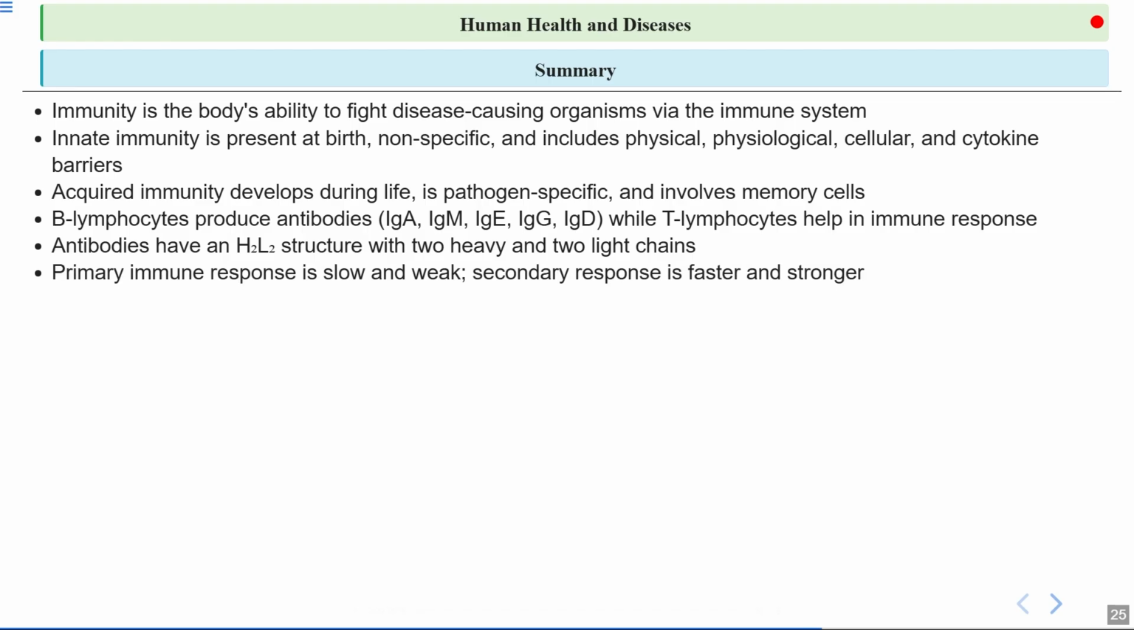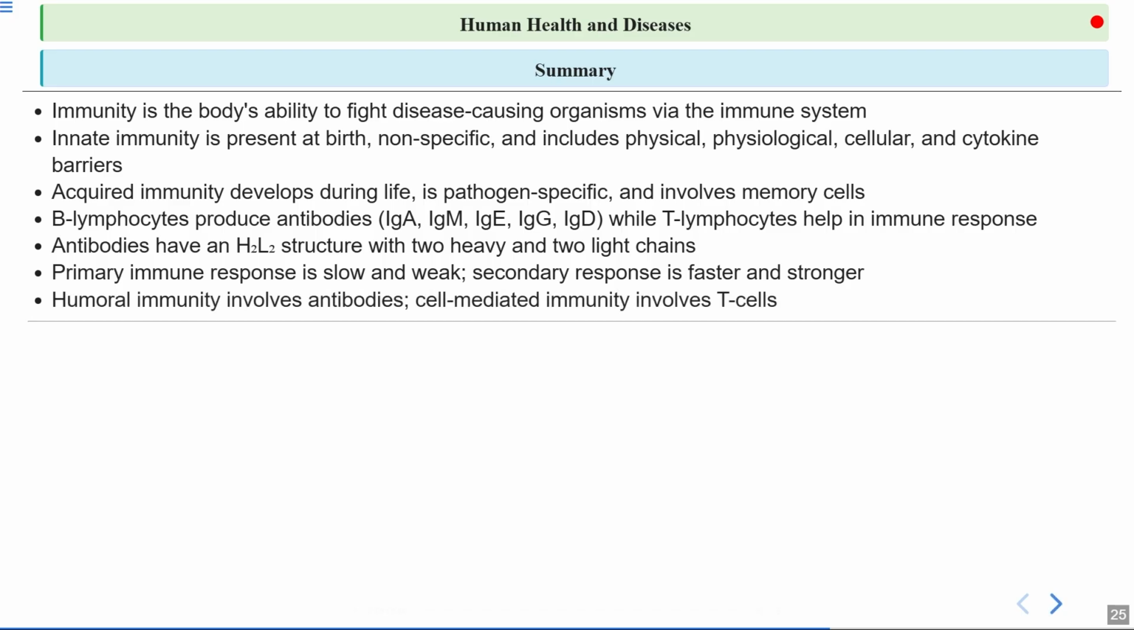We also talked about the primary and the secondary immune response. Primary immune response happens when your body encounters the pathogen for the first time. It's slow and not very strong. Secondary immune response is much faster and stronger because your immune system remembers the invader and is ready to fight it off quickly. We also talked about the humoral and the cell-mediated immune response. Humoral immunity involves antigens circulating in the body and body fluids, while cell-mediated immunity relies on T cells to directly attack infected or abnormal cells.